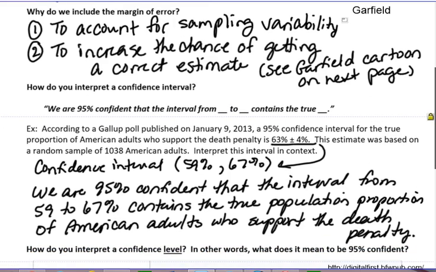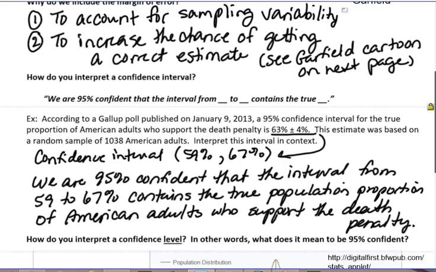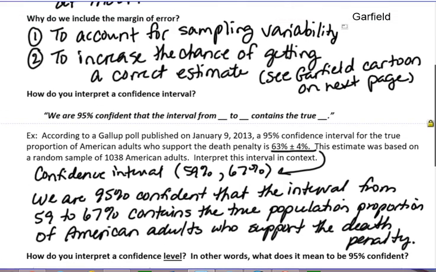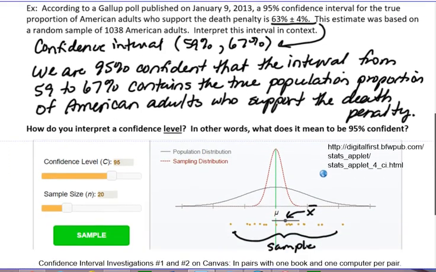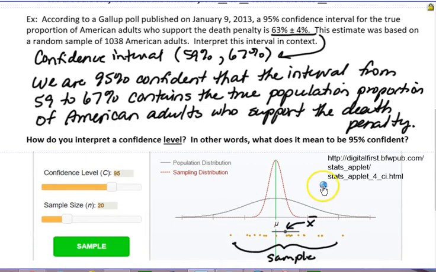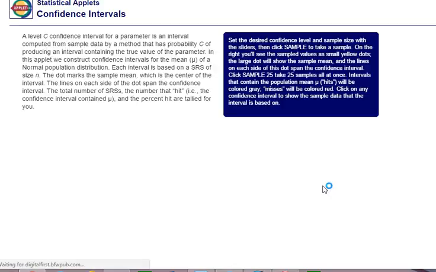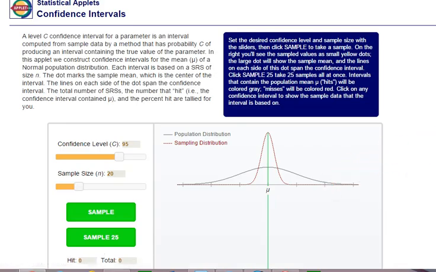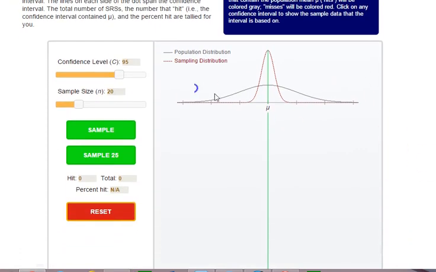Now, how do we interpret a confidence level? In other words, what does it mean to be 95% confident? To investigate this, we are going to look at an applet. Okay, I'm going to go ahead and go to the applet and just show you this. So here we have a confidence level of 95%, a sample size of 20.